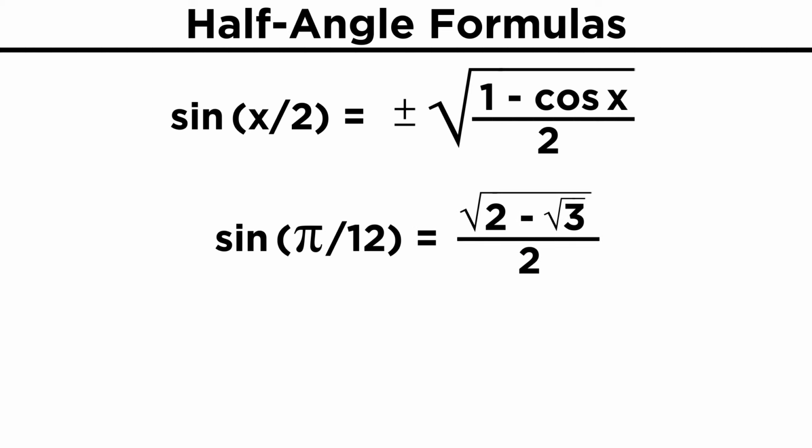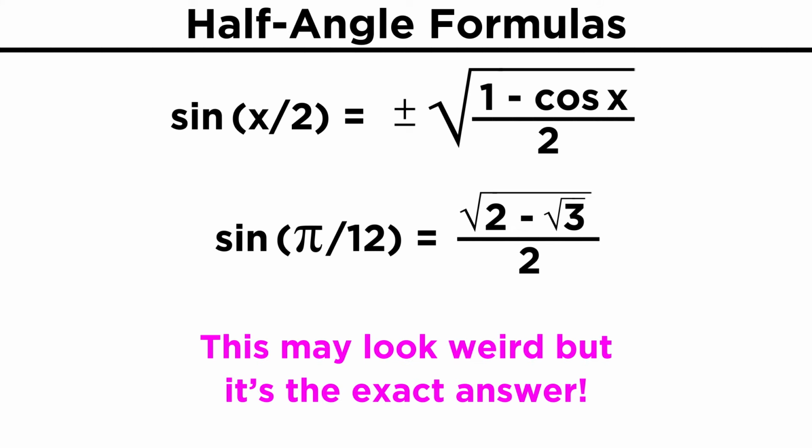We can take the 4 out of the radical, and we are left with the square root of 2 minus root 3, all over 2, which will be positive since we are in quadrant 1. Not the prettiest thing to see a root within a root, but that's the exact answer.